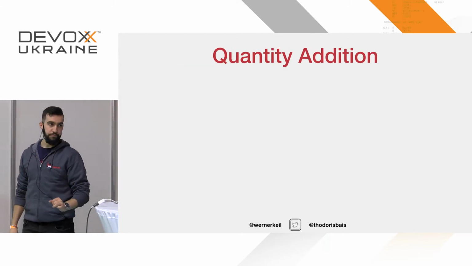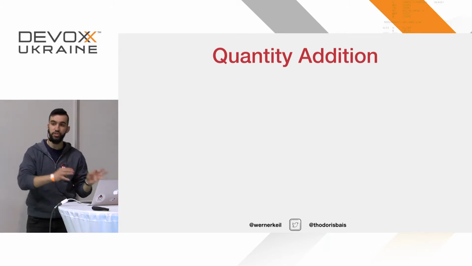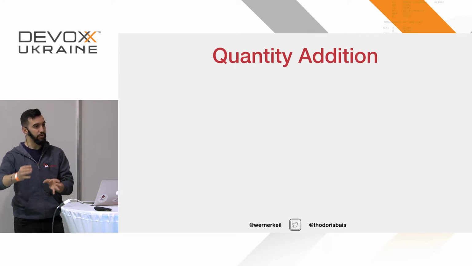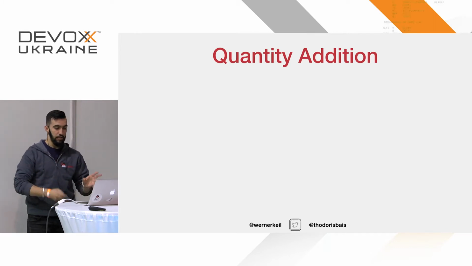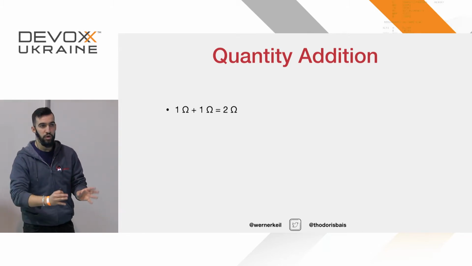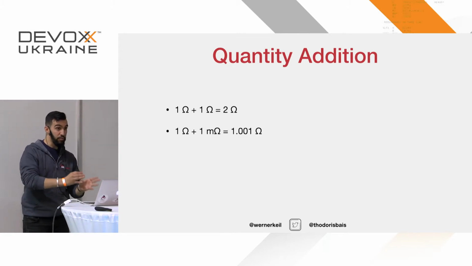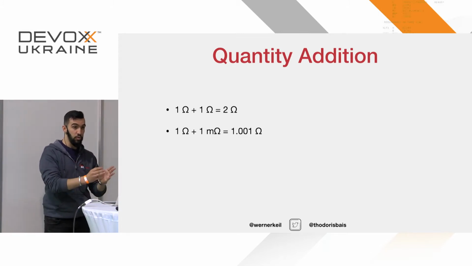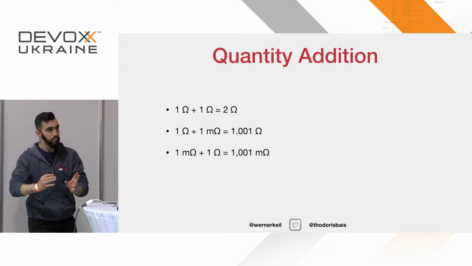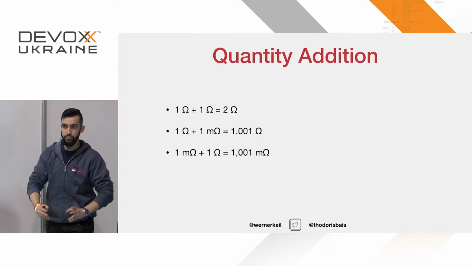Quantity addition. How are we going to do that? I'm going to show you just a few examples, and then I'm going to explain the theory behind that. So, first case, right? Let's go back to school. 1 ohm plus 1 ohm equals 2 ohms. 1 ohm plus 1 milliohm equals 1.001 ohms. 1 milliohm plus 1 ohm equals 1,001 milliohms.